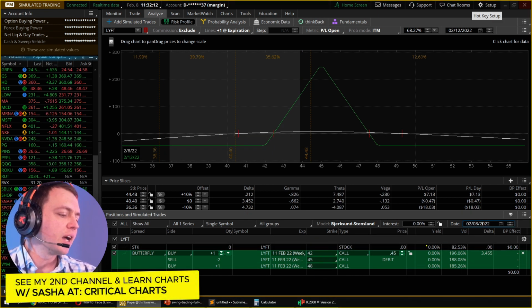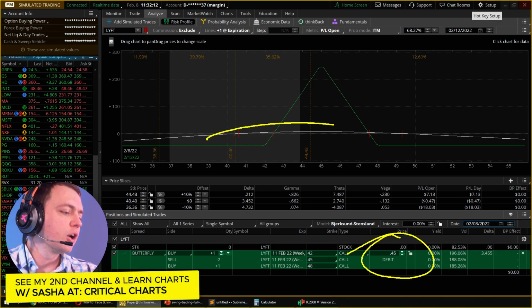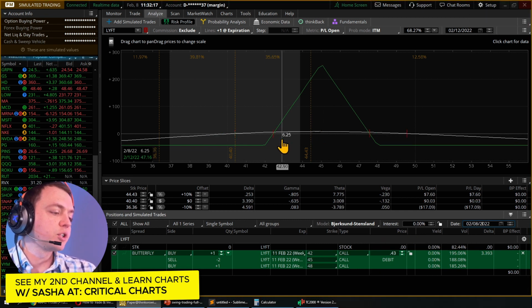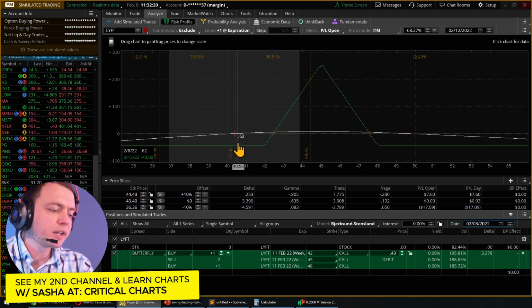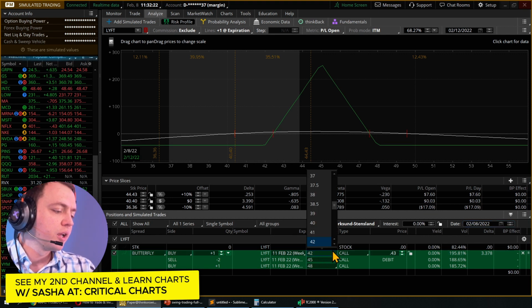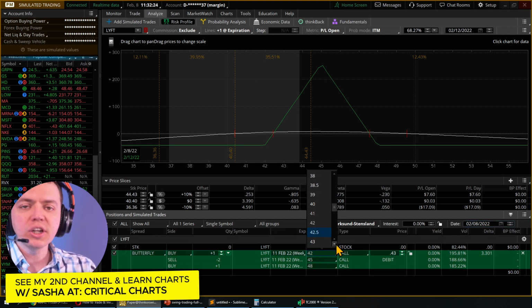So in this case, I've got like a 45-cent trade, and if it pops right here, that's kind of what I'm looking for. Just a little pop and take your money off. So I've got a $43 spread.